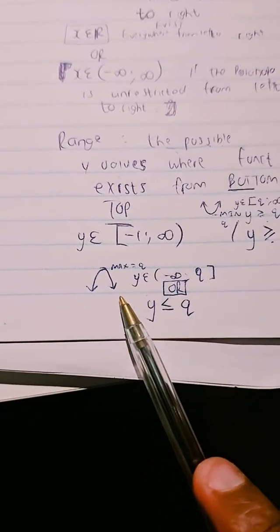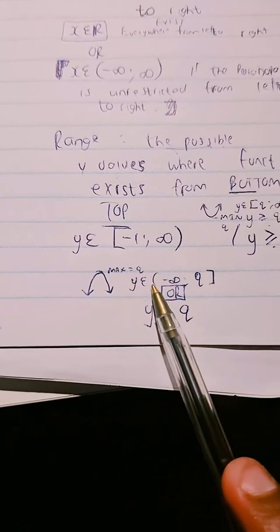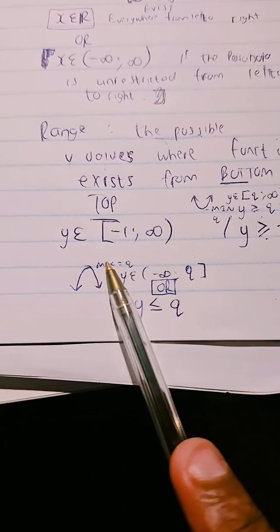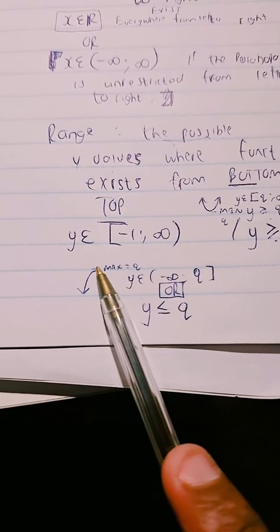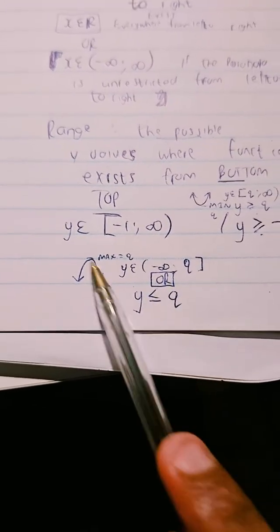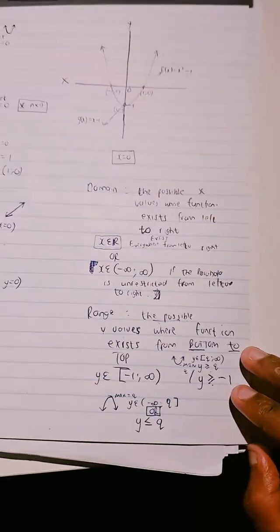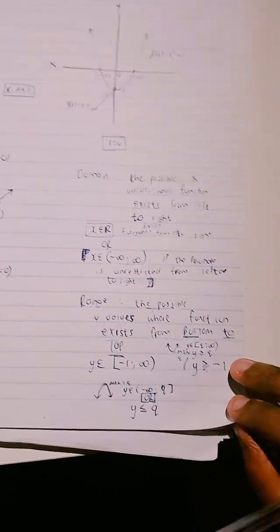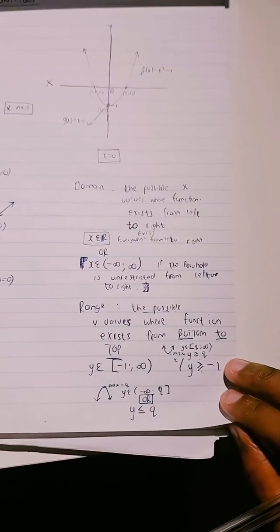But if it was a concave down graph, we would say y is an element of (-infinity, q], whatever the q value is, which is the y-coordinate of the y-intercept. Or we could say y is less than or equal to q. Okay, so that's just a little bit on domain and range.